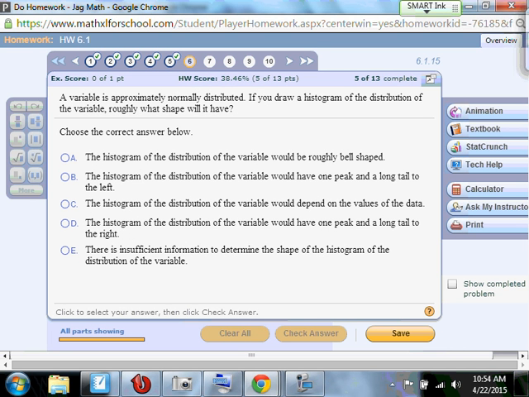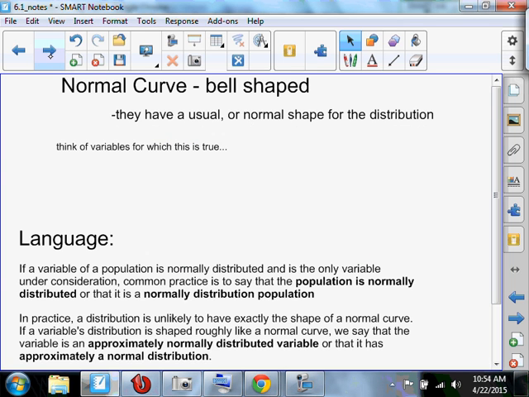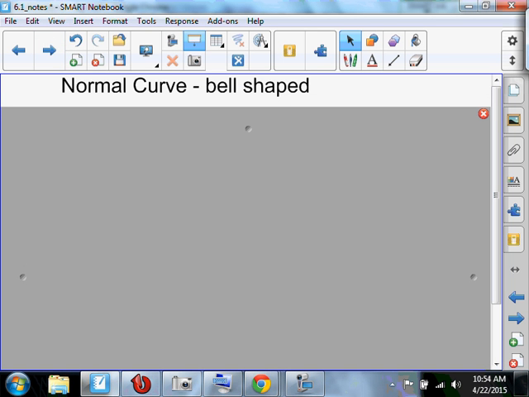So number 6 we haven't got to yet. So let's go back to the notes and see what else we got to talk about. Next thing we got to talk about is Spanish. Mrs. Bell. No, bell shape. I'm sorry. We got to talk about normal curves and bell shapes.